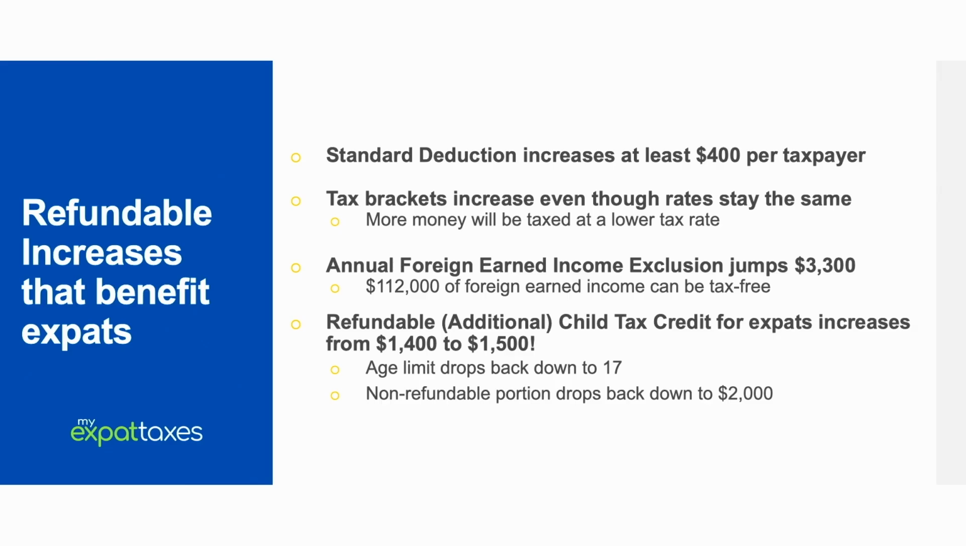And of course, last but not least, probably the most exciting for those US expat families out there, the refundable additional child tax credit has actually increased. It's gone from $1,400 to $1,500 for everyone. So that is pretty major news. If you were expecting a refund on this year's return, you can expect even a little bit more.